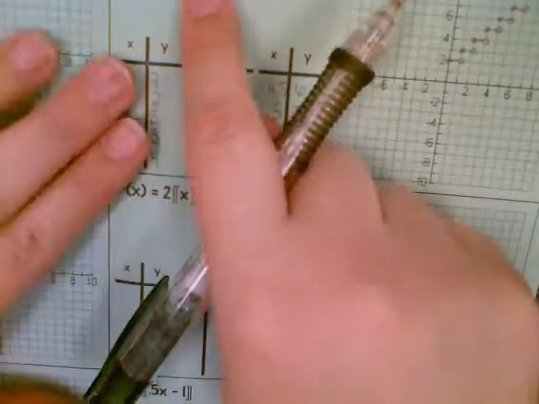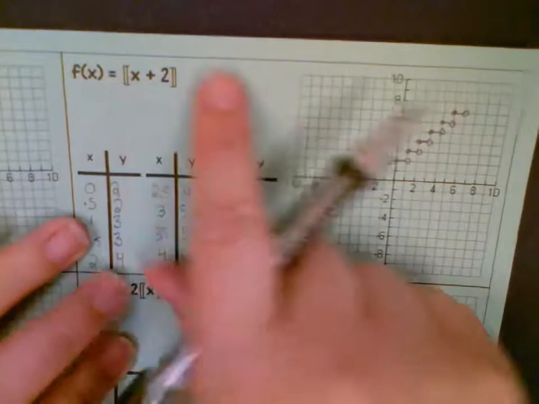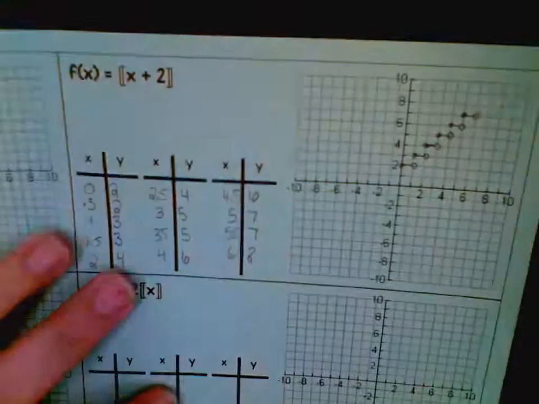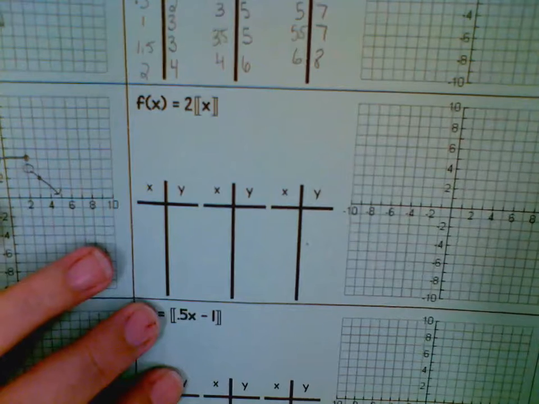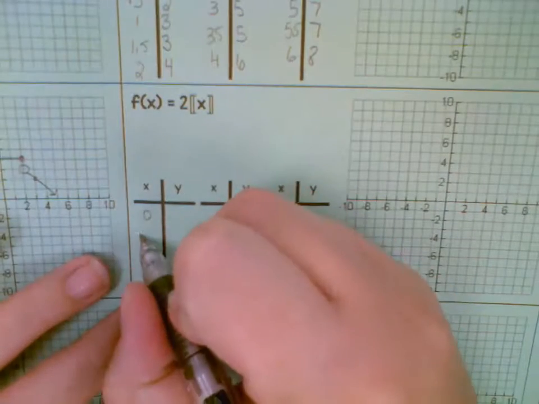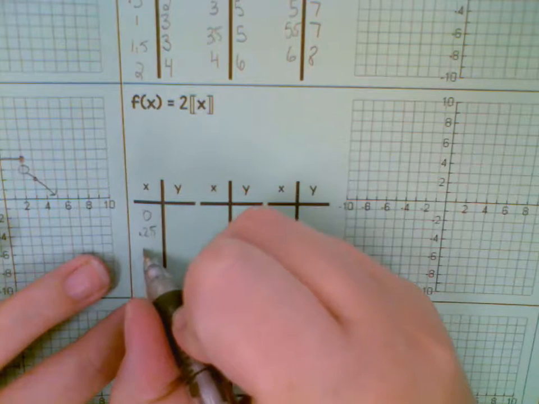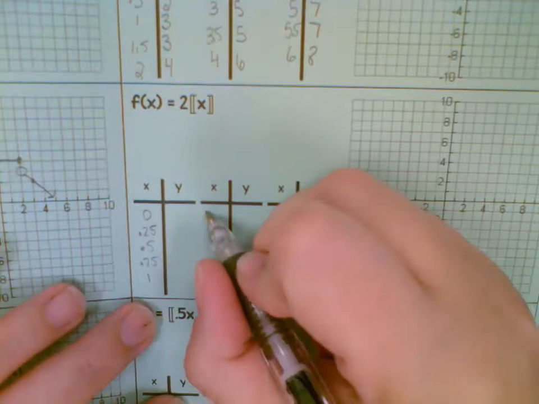Okay, so in the next lesson we're going to talk about shifts. But this moved it over to the left too, so that's why it's like that. Okay, so let's look at our next one. Like I said, for this one we're going to go up by 0.25s. So 0, 0.25, 0.5, 0.75, 1.